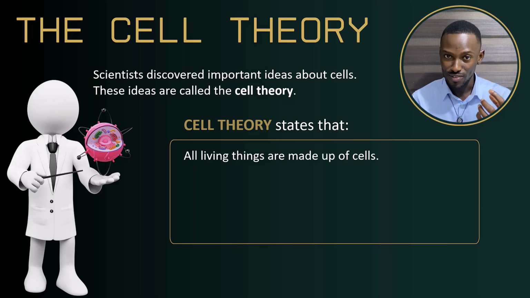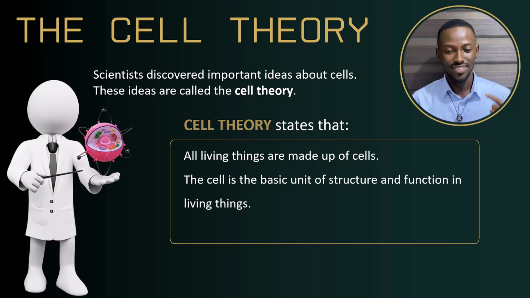No matter the size of the living thing, there should be a cell in there that should qualify the thing before you can describe it as a living thing. And then the cell is the basic unit of structure and function in living things. That's the next aspect of the cell theory. The cell is the basic unit of structure and function of living things.